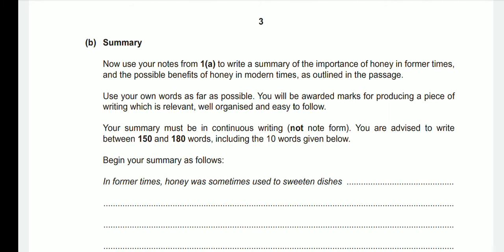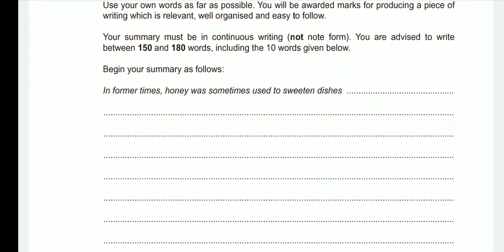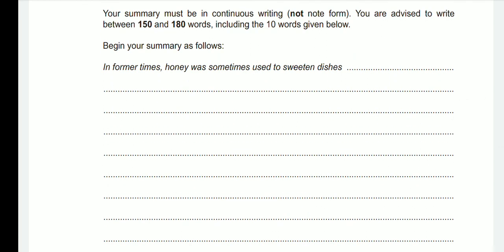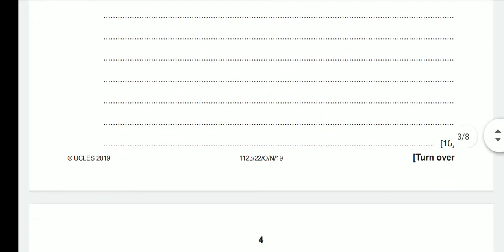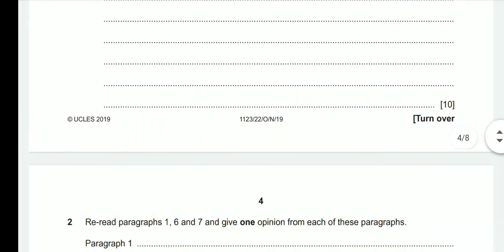And you have to write the summary of your notes that you have done in the previous one, and these are the first initial words, I think 10, that are given. In former times honey was sometimes used to sweeten dishes, and you will continue the sentence. Some students tend to put the full stop right after the dishes. That is wrong too. You have to carry the sentence logically, appropriately, grammatically correct, and use this space. Total marks are 10, and I have told you the marking criteria of writing a summary. Now you will do it, and the main points, content points, and then the questions based on opinions. That's it for now.